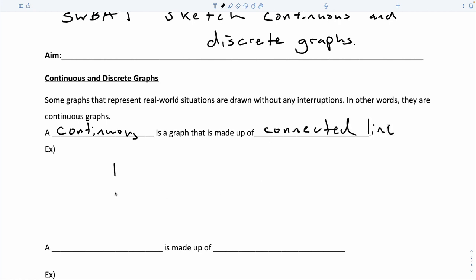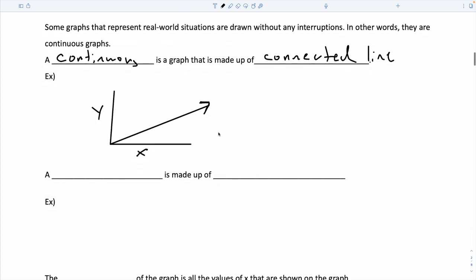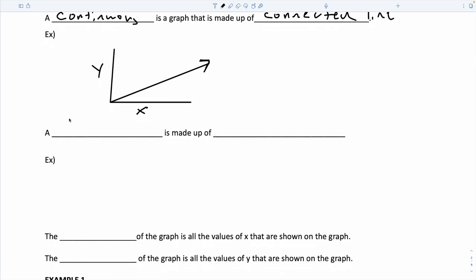So it might look something like this. There's your Y axis, here's your X axis, and a continuous graph will look like that. It is a straight line, or a curved line. It's just a line that goes from one end to the other. Here's your new type of graph that may not be as familiar.